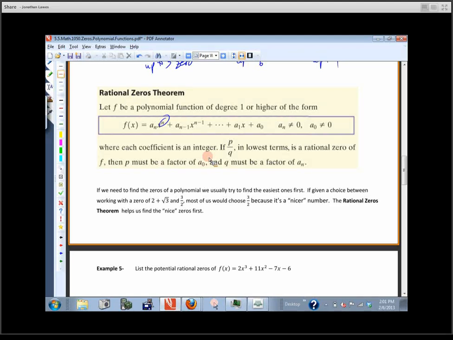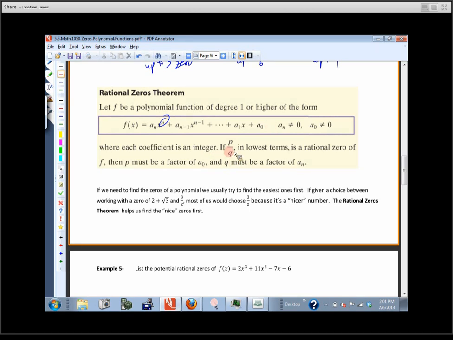Clayton, what's an integer again? Whole numbers, negative, 0, positive. Positive and negative whole numbers including 0. Make sure you keep track of that. Integers and rational numbers are important. As long as all of these are integers, positive and negative whole numbers, which they usually are, okay?